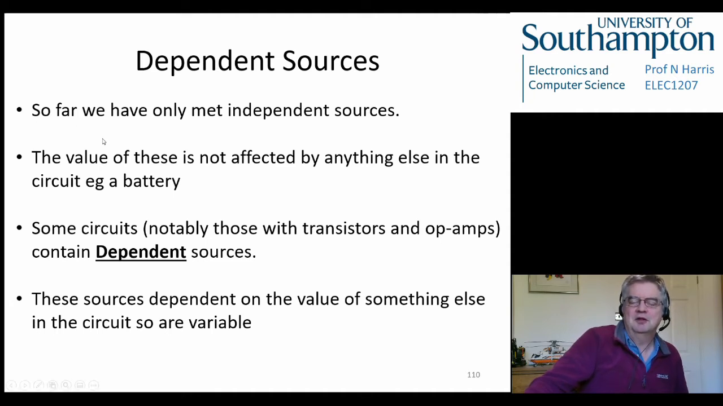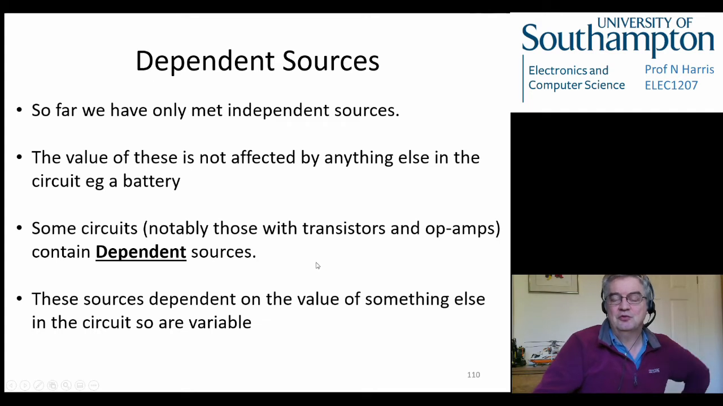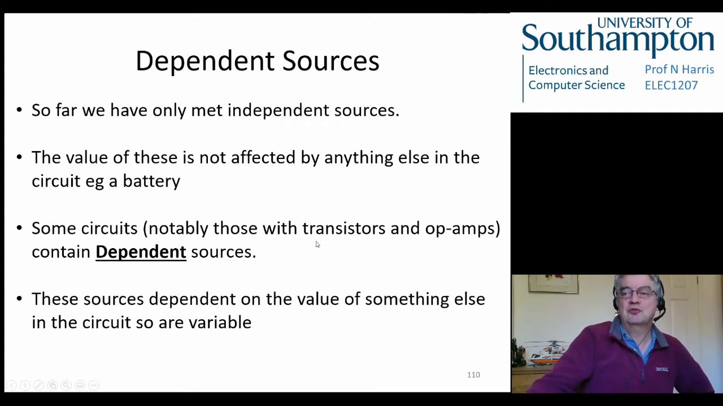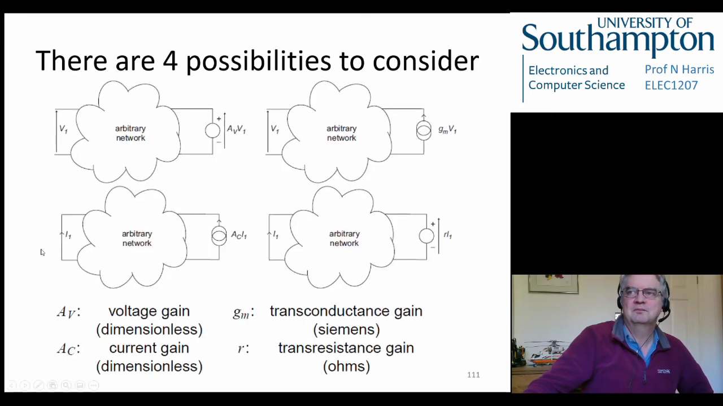A dependent one, by comparison, has an output value that depends on some other feature, some other input. And notably transistors and op-amps, transistors we're going to be doing next week, op-amps we'll do shortly afterwards, contain dependent sources, so we have to understand dependent sources before we can analyze these types of circuit usefully. And as we said, they are dependent on the value of something else in the circuit, so they are variable, which obviously helps to make the analysis a little bit more complicated.